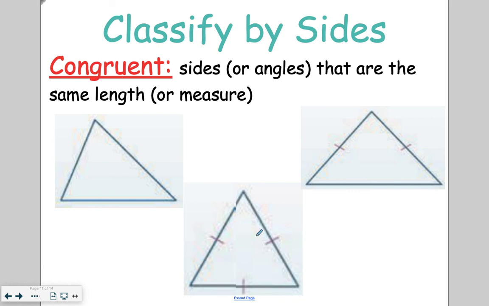The other way that you can classify triangles is by using the sides. We want the sides to be congruent, meaning the same length. If none of the sides are the same, we call this a scalene triangle. If all 3 of the sides are the same, it's an equilateral triangle. And if 2 of the sides are the same, it's an isosceles triangle. So none the same, scalene; 3 the same, equilateral; and 2 the same, isosceles.